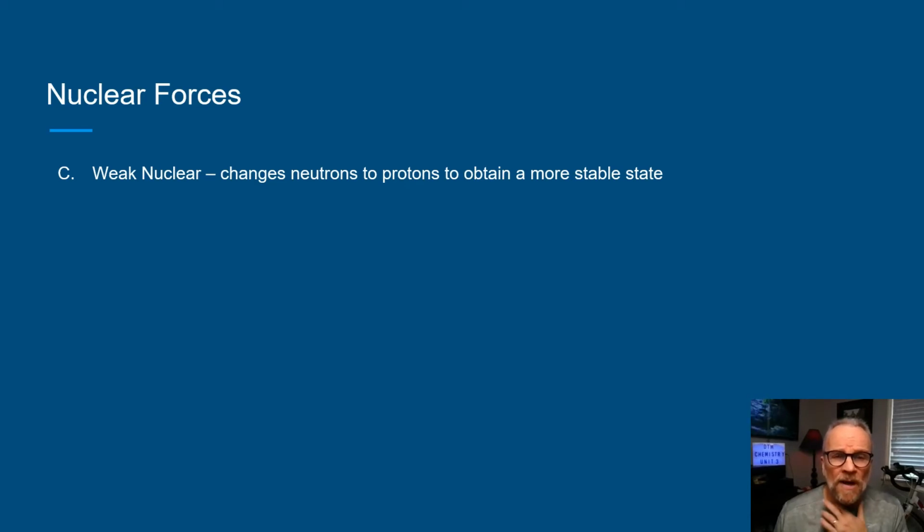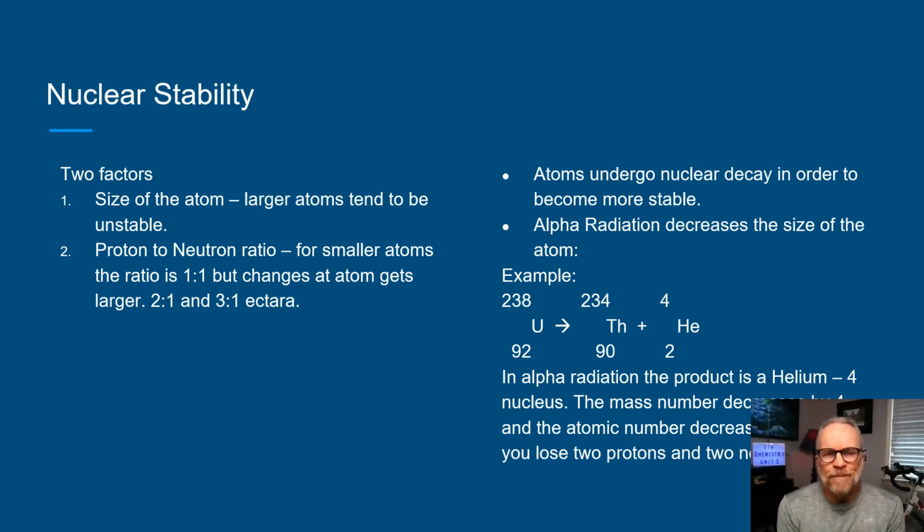And so you have a dynamic situation, where you have larger atoms, and they try to adjust the proton to neutron ratio, and they do that by changing neutrons to protons to obtain a more stable state. This force is not as strong as the strong force, but it also plays an important part in nuclear stability. For nuclear stability, there's two major factors. It's the size of the atom. Larger atoms tend to be more unstable, and also the proton to neutron ratio.